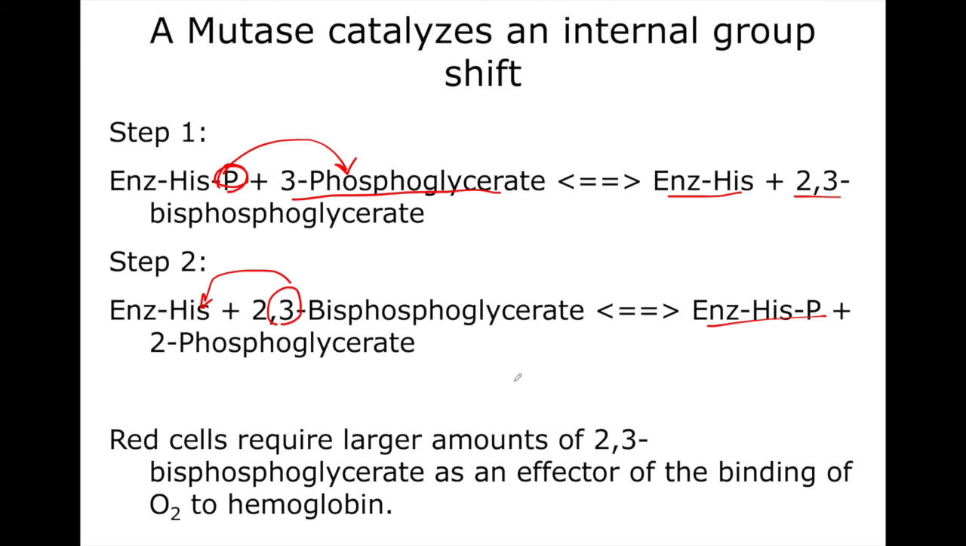Now, an important note about 2,3-bisphosphoglycerate: hopefully that sounds a bit familiar. That is a very important allosteric effector of hemoglobin.